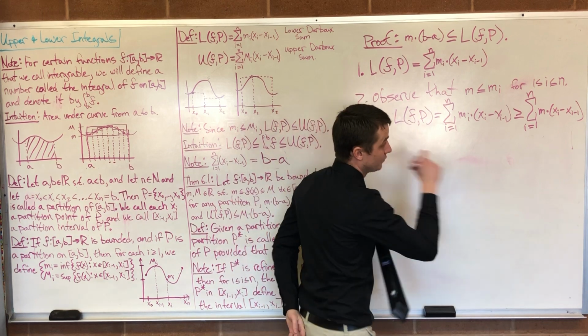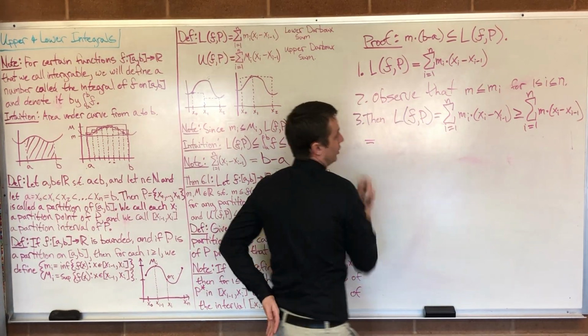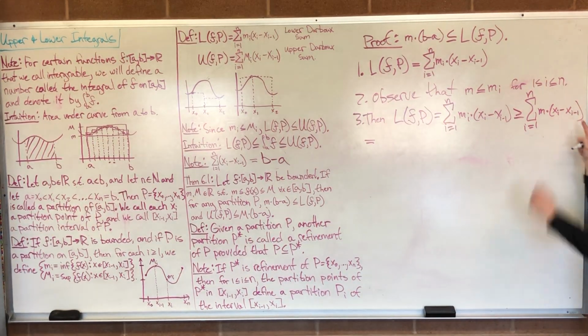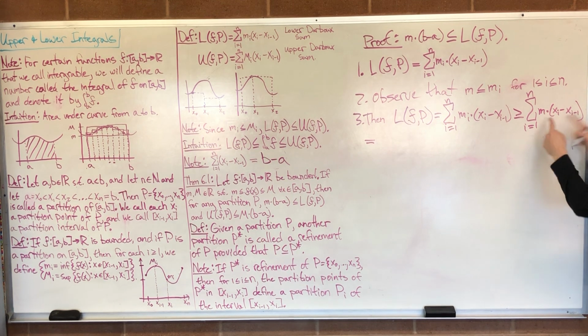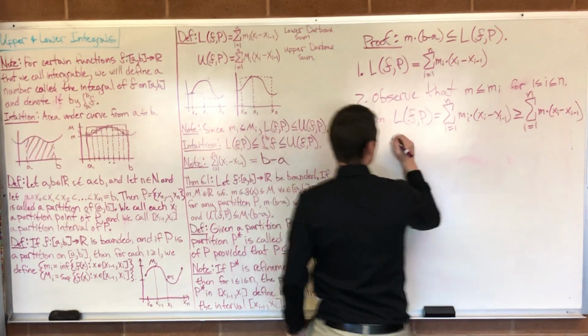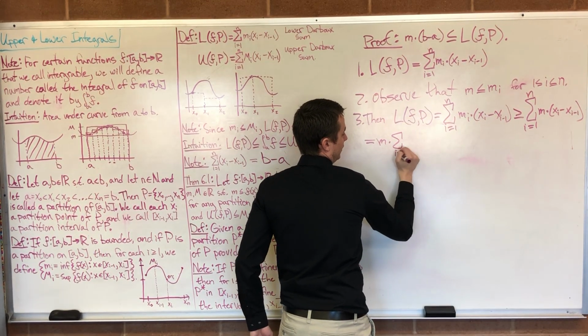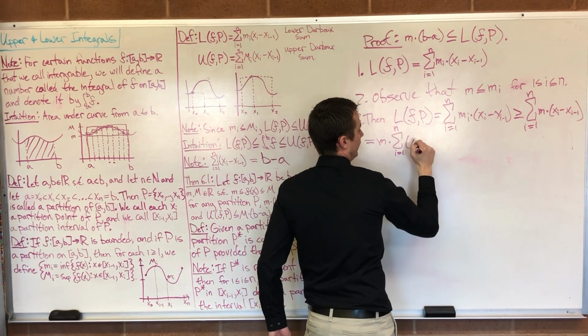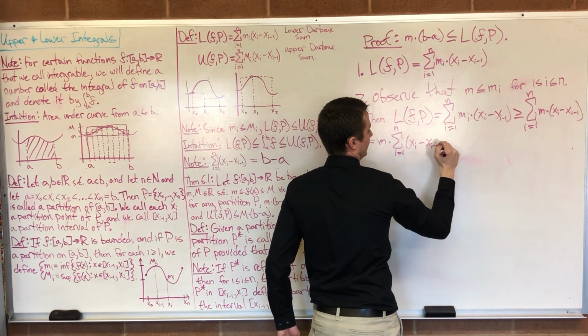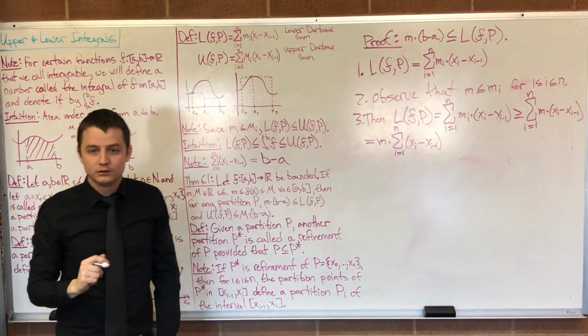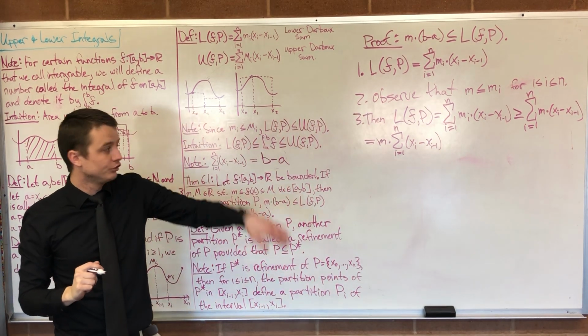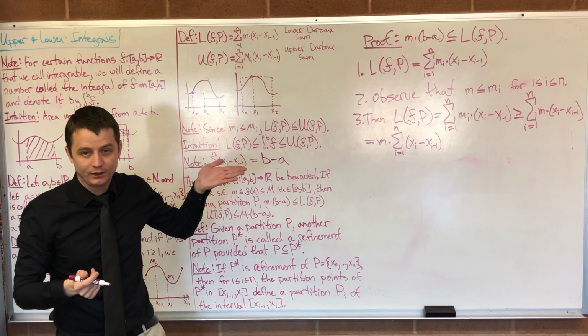So then that, which is equal to, now notice I have m times something, and then m times something that I'm adding up. So I'm adding up a bunch of terms multiplied by m, so I can factor that m out of my sum. So that's the same thing as m times the sum from i equals 1 to n of x of i minus x of i minus 1. You follow that? Just factoring out the m from all those terms that we're adding up.